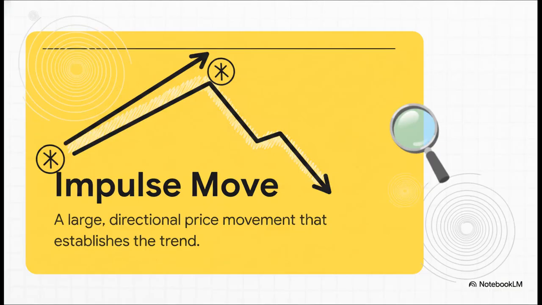Before we even think about touching a chart, we have to understand the language of price action, right? Every single trend out there has two alternating movements. What we're specifically looking to measure is the impulse move. This is that big, aggressive, directional price movement that basically establishes the trend, and we measure this directly from one swing point to the other. Those swing points are just the absolute peaks or troughs in the price, the definitive highs and lows.